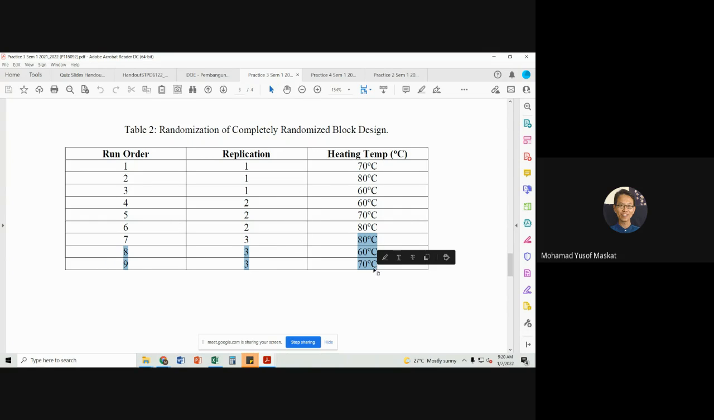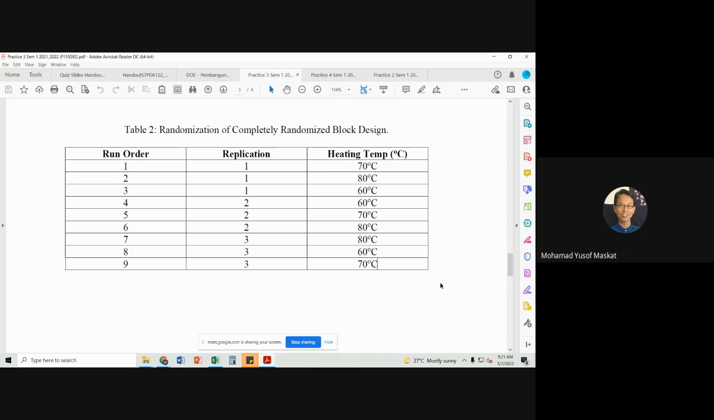The sequence is not the same. So if you see that the replication is not randomized, you can suspect that this is a block design, and then look at the heating temperature. Any questions?